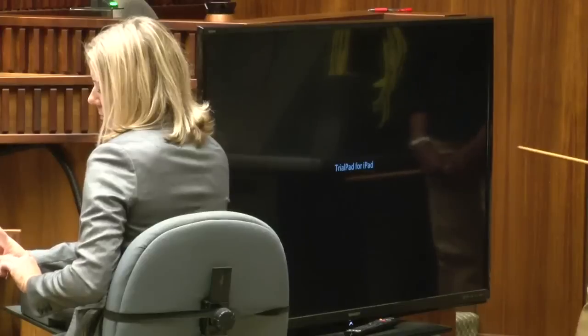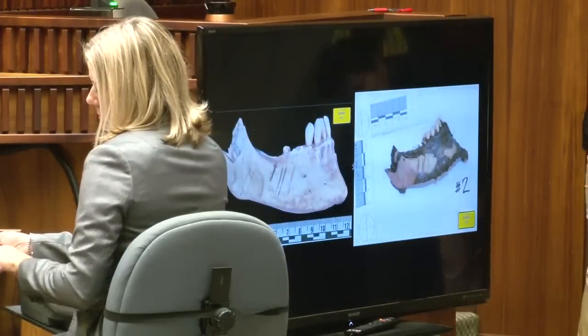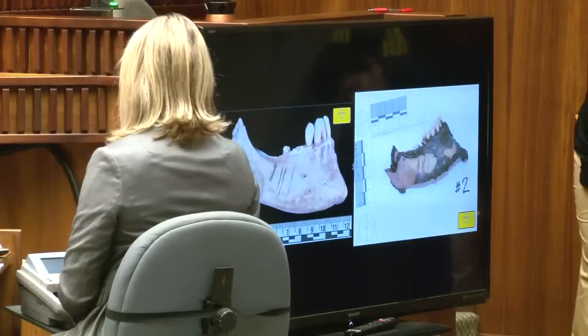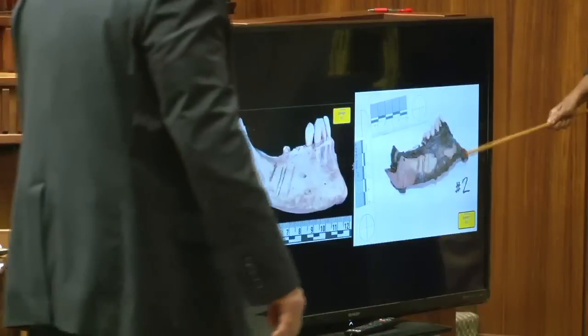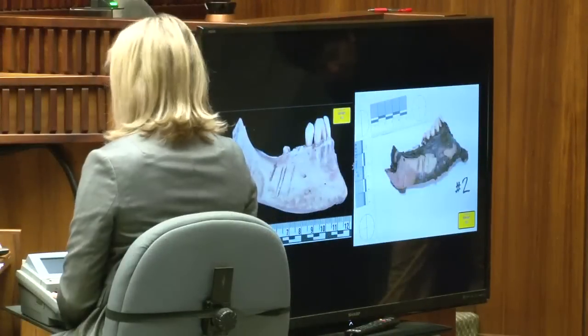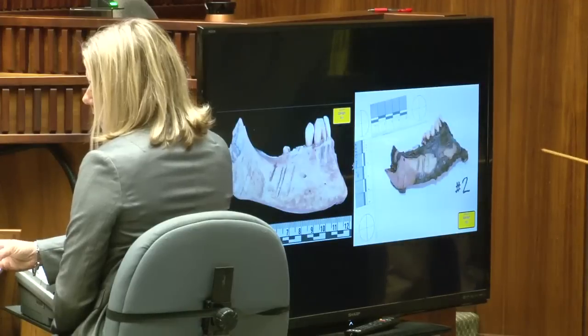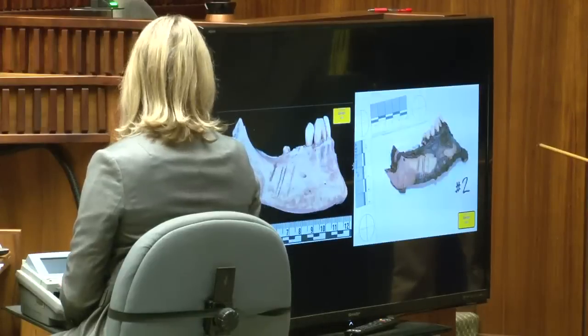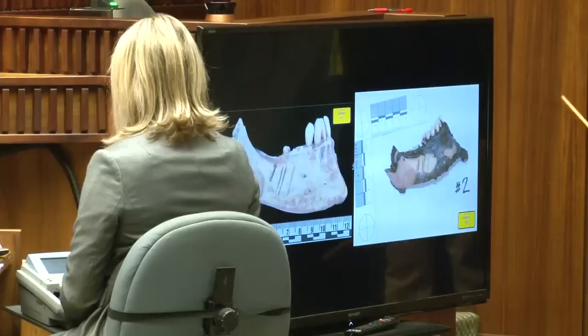I'm going to show you what is also in evidence, State's Exhibit 232. And 232 is on the screen, on the right side, the right photograph, and Exhibit 410 is on the left portion of the screen. Is that correct? Yes. Okay. Now, are these the same two pieces of the right side of the mandible that we're looking at? Yes. Okay, and I'm going to focus now on State's Exhibit 232.